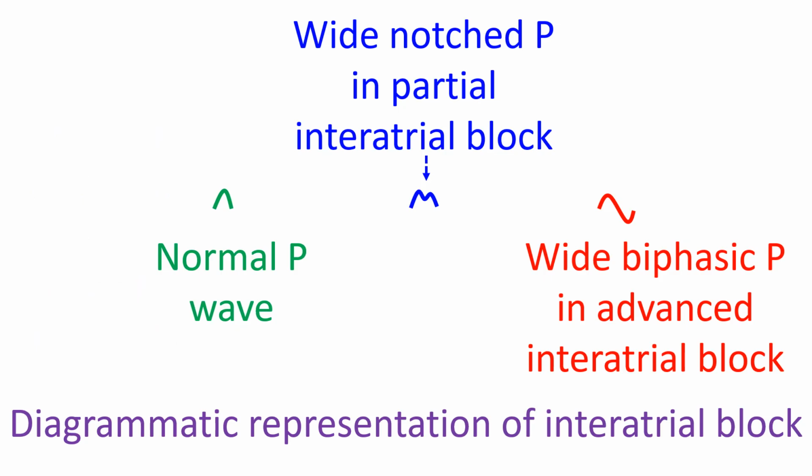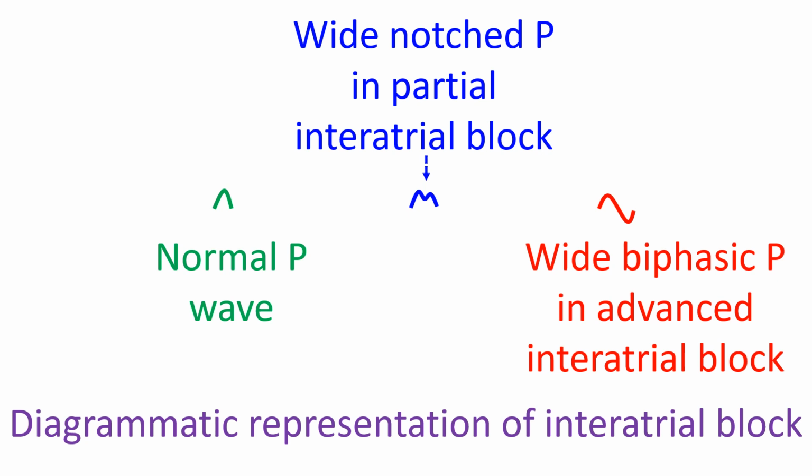Interatrial block has been well recognized in ECG only recently. In partial interatrial block, the P wave is wide and notched without left atrial enlargement. In advanced interatrial block, the P wave is wide and biphasic in leads 2, 3 and aVF.